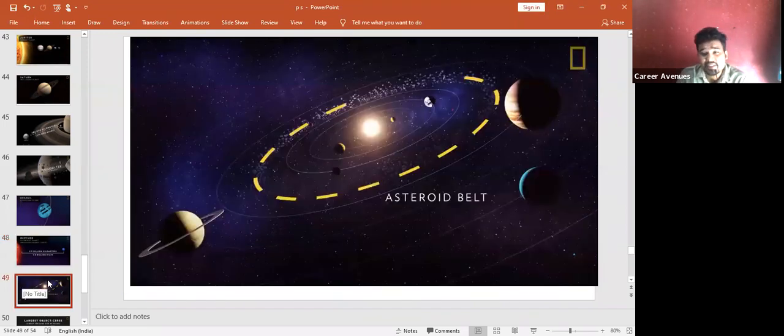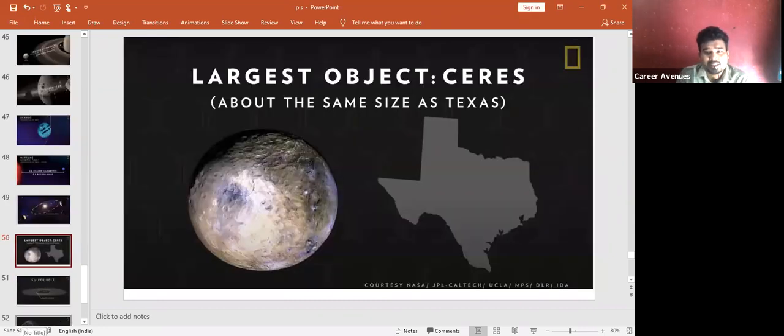Now let's talk about different belts in the solar system. We have an asteroid belt in between Mars and Jupiter. Here we have a lot of planetesimals of different shapes and sizes. They are not spherical in nature. The massive ones are spherical, but the small ones are not, and they collide with each other to form meteoroids, some of which enter the Earth's atmosphere. The largest object in the entire asteroid belt is Ceres, whose size is almost equal to Texas.